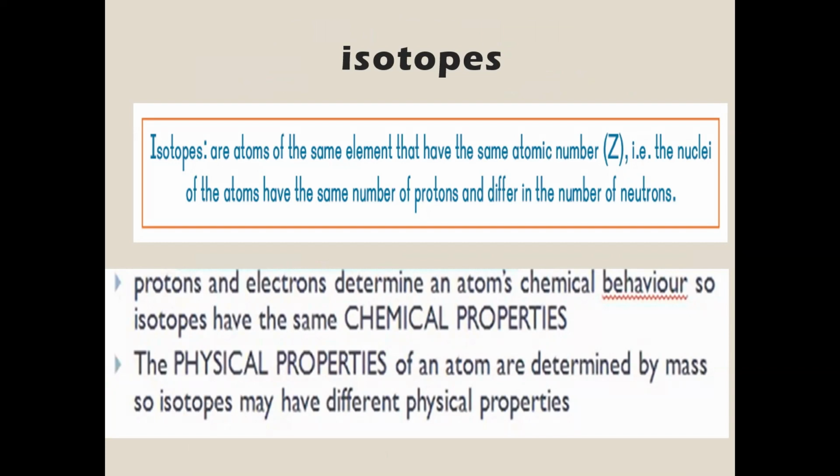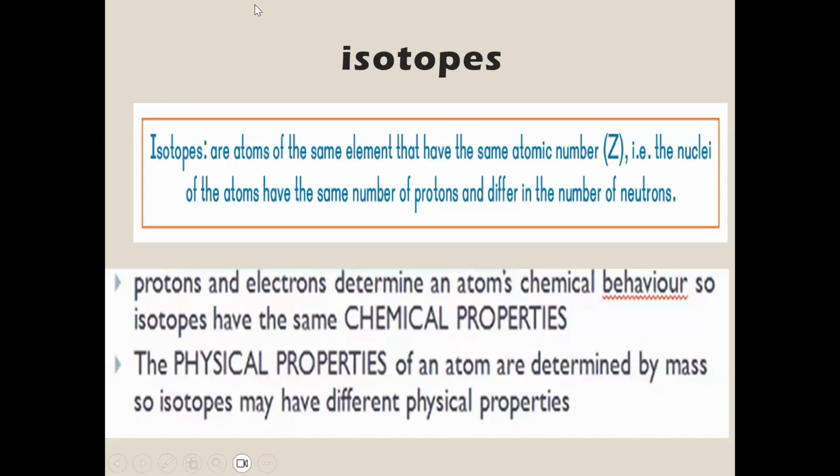Another idea is isotopes. Isotopes are atoms of the same element which have the same atomic number, but they have different numbers of neutrons.